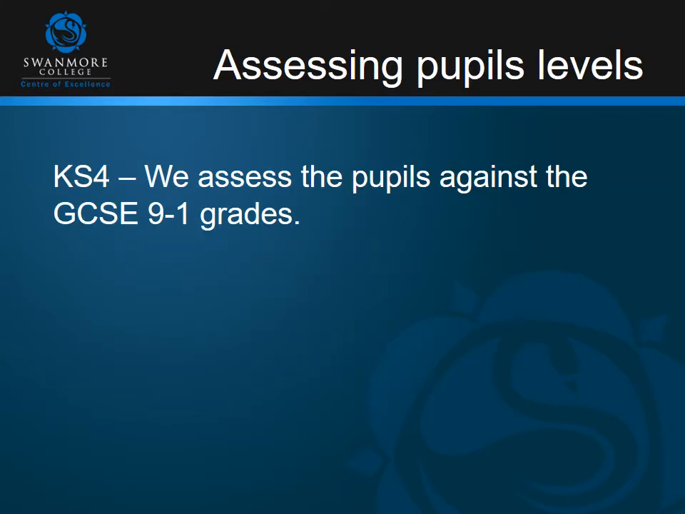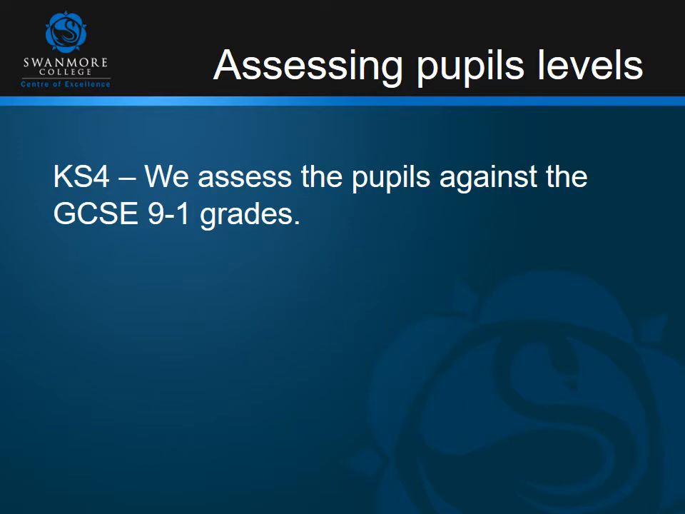Now at Key Stage 4, that is years 9 and 10, we assess and grade the pupils using the 9 to 1 GCSE scale for each subject. That being said, there are several subjects that pupils can take at Key Stage 4 that are assessed on different scales. I'll show you some examples of those in a moment.